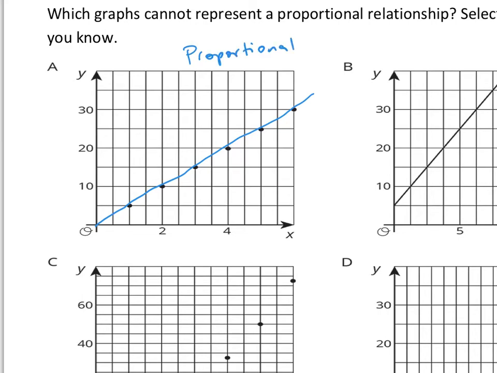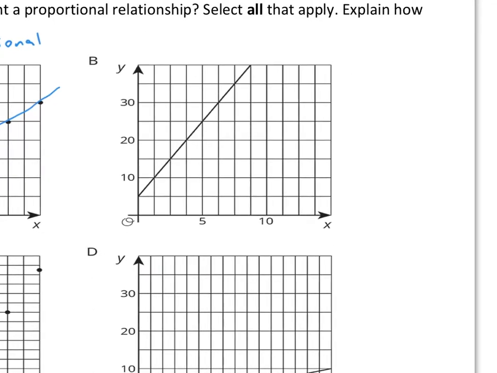Okay, let's take a closer look at B. Now B already is a line drawn. It is straight, but notice it does not start in the origin. It actually starts, this is point 0, 5. So because it does not start in the origin, we would say that this is not proportional.